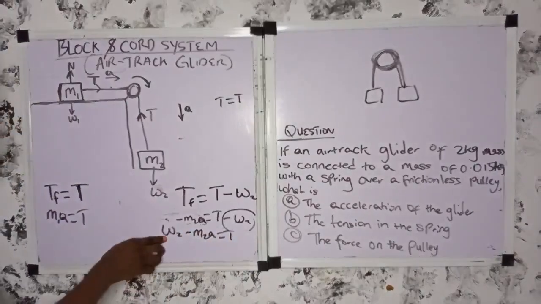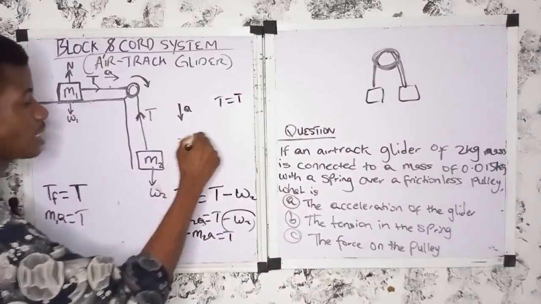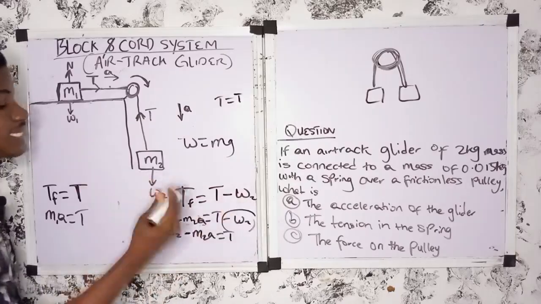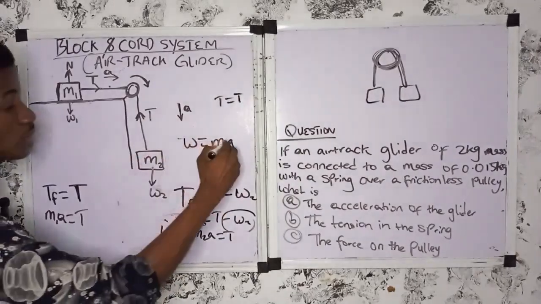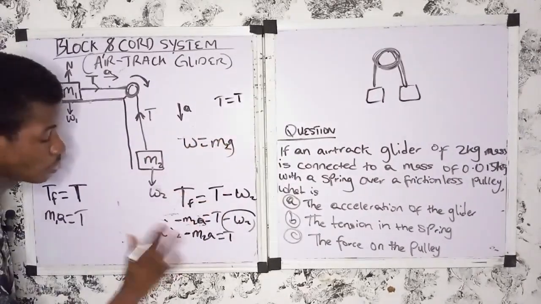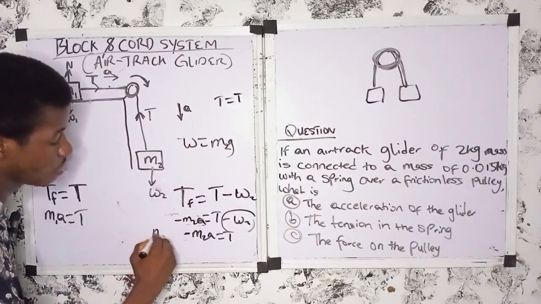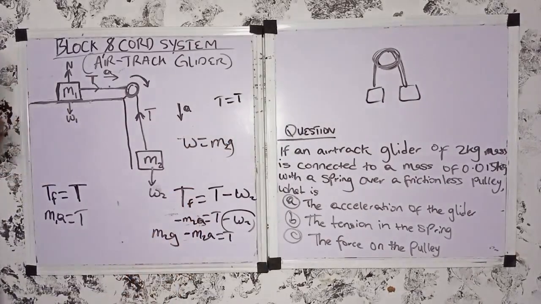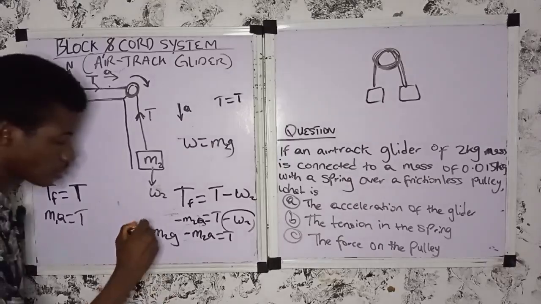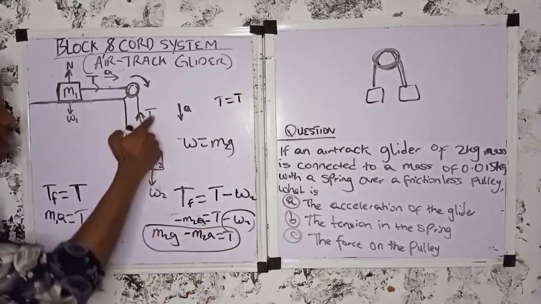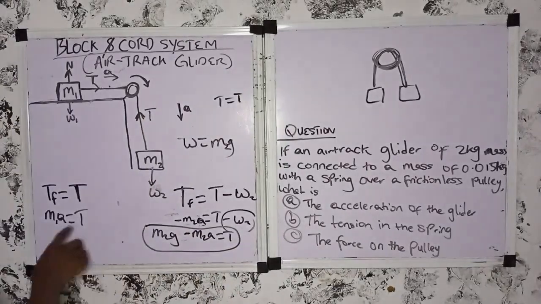Yes. Now W2, where is weight? Weight is normally mg, right? Since the weight is acting on M2, it will be M2g. So this is the tension acting on M2, and this is the tension acting on M1.